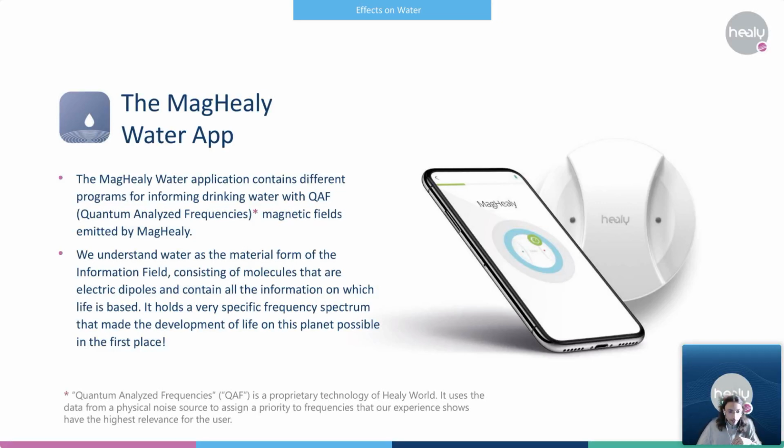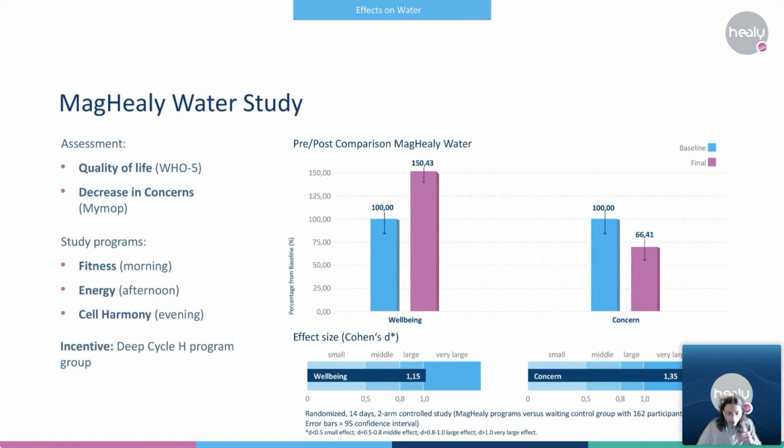That's what we also used in the study. So we basically said, okay, let's see how it actually works. And then we made a study group with 162 participants, and they used the fitness, the energy, and the cell harmony program. So one in the morning, one in the afternoon, one in the evening.